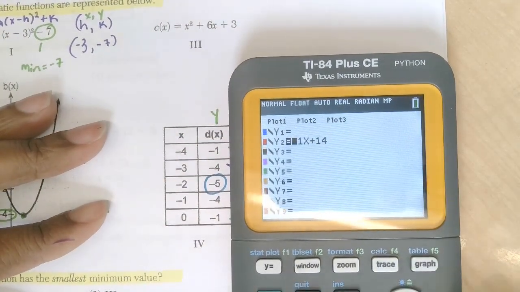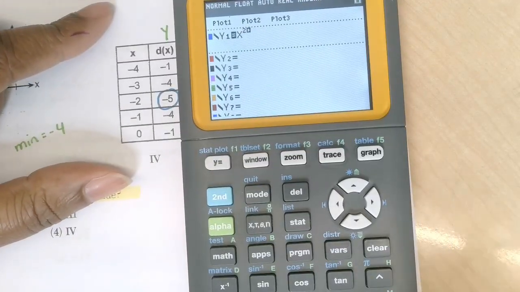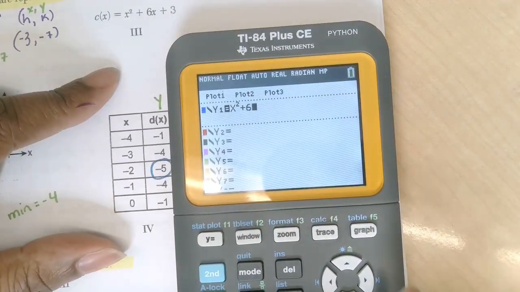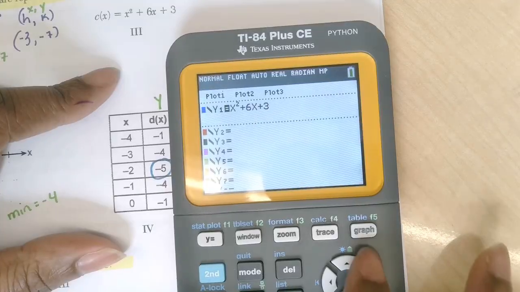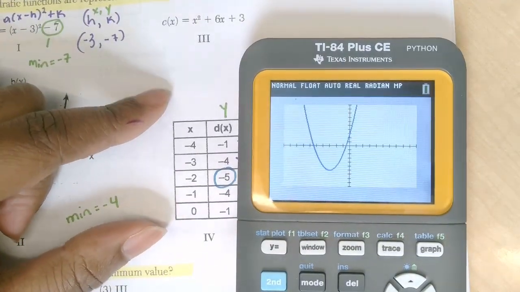So we do the same again. So x squared plus 6x plus 3 graph. This is how your graph looks, right?